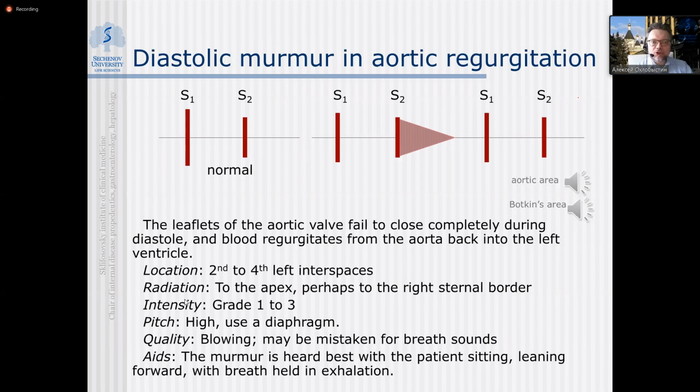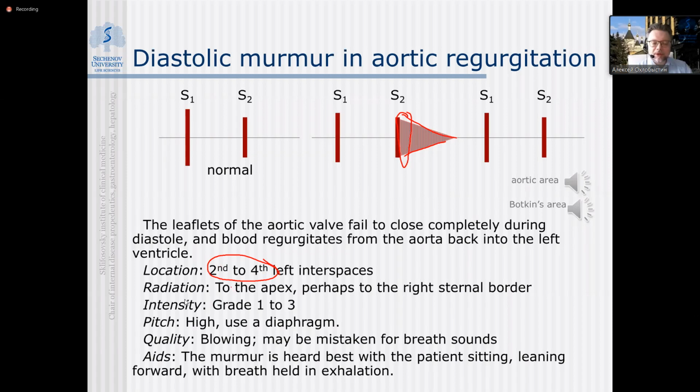That is the diastolic murmur in aortic regurgitation. It's decrescendo because the pressure gradient will be very high, very intensive, just right after S2, and will decrease along the diastole. Location will be first in the second right interspace, but there'll also be a murmur audible in Watkins area, that is third to fourth interspaces.